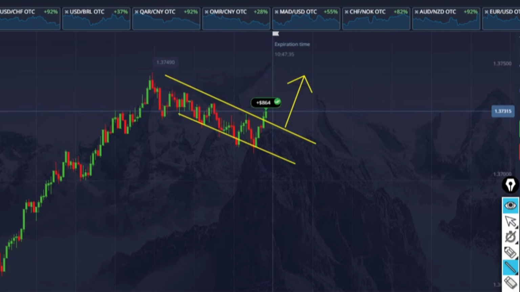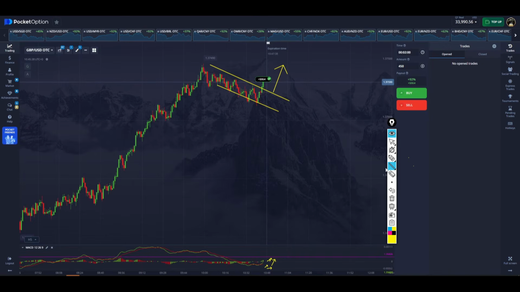Great. The trade closes in profit and the situation turns in my favor. Perfect. All right, let's continue trading and see what else the market has in store.